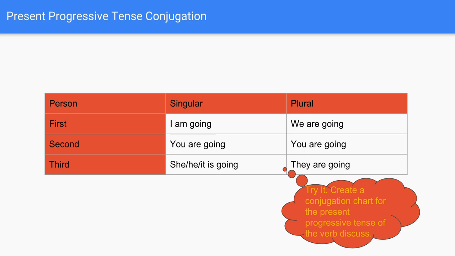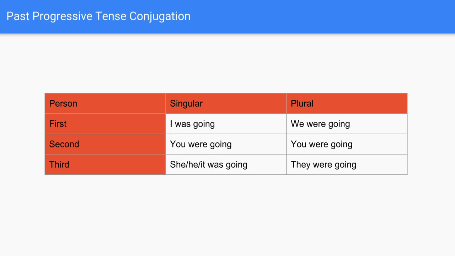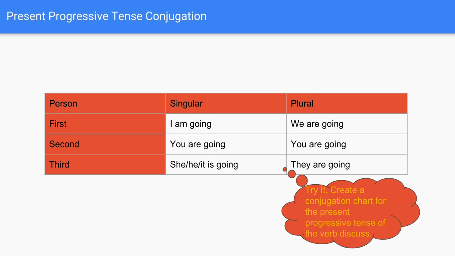I want you to pause your video and create a conjugation chart in the present progressive tense for the verb discuss. Pause your video and do that now.